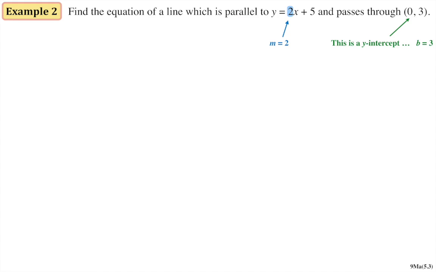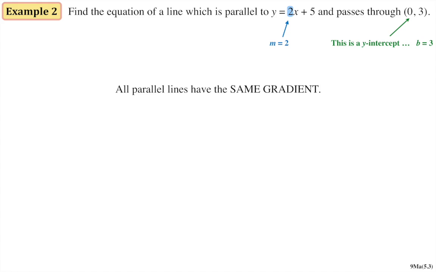We know (0, 3), if we actually graph it, remember (0, 3), out 0, up 1, 2, 3, that's on the y-axis. So that's called a y-intercept. So that means (0, 3) is a y-intercept. That means b is 3.